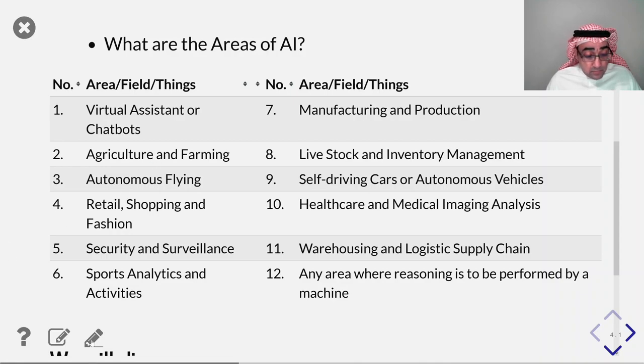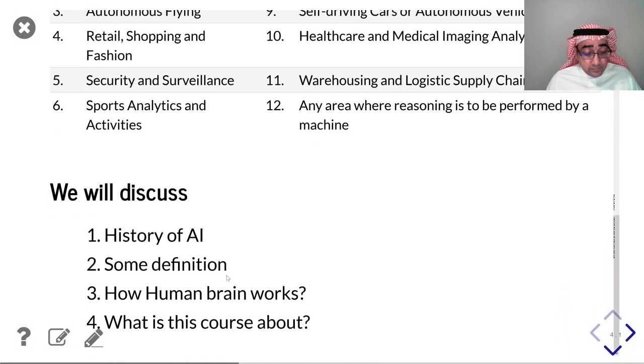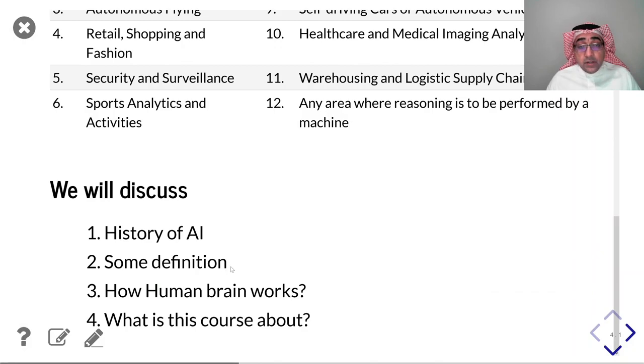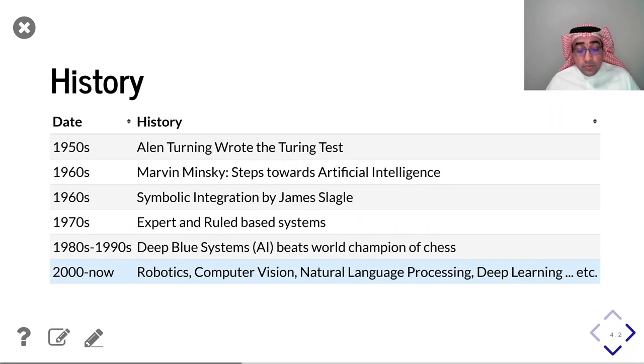So going further, over here we will discuss the history of AI. And then we'll go over some definitions so that we are clear. And then we will talk about human brains. Now, this is not a biology course, but we will take some synapses of that. And we'll talk about what this course is going through.